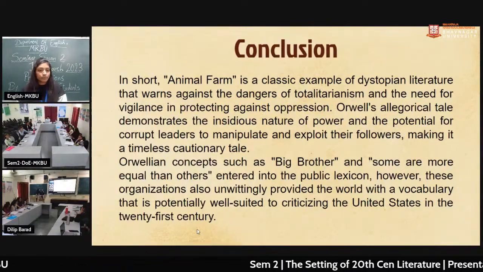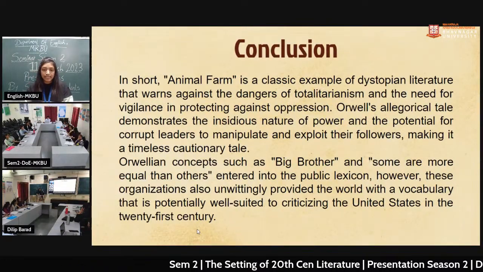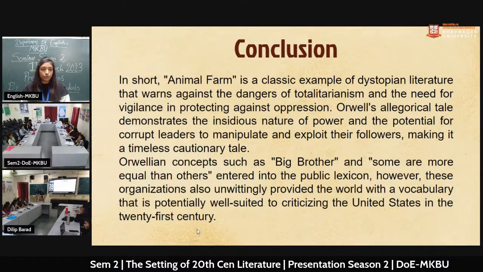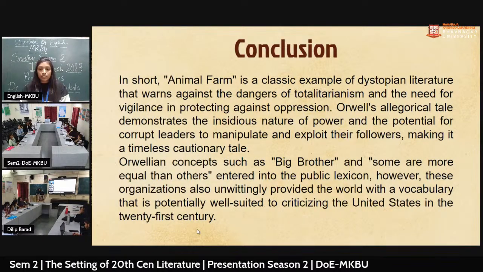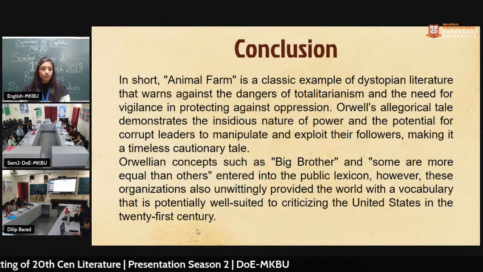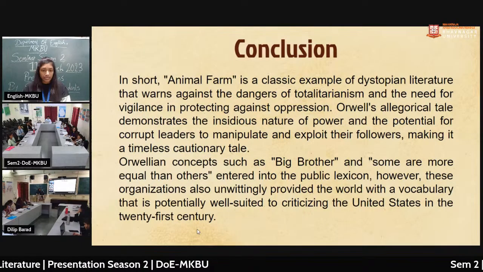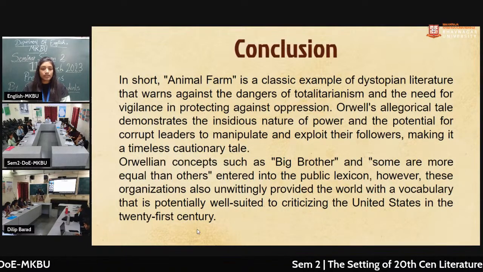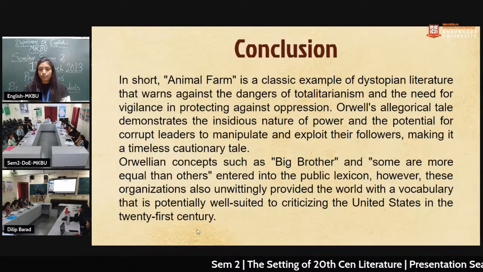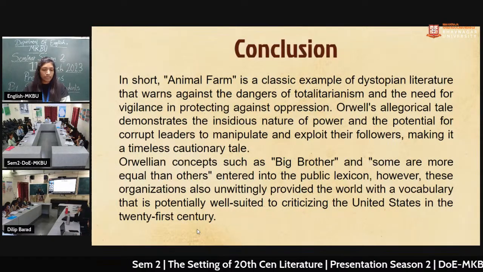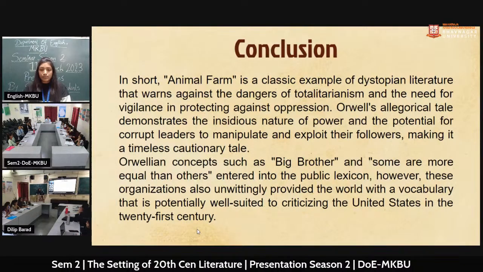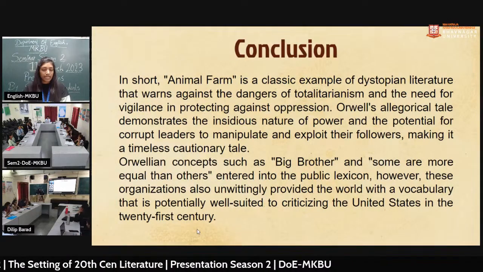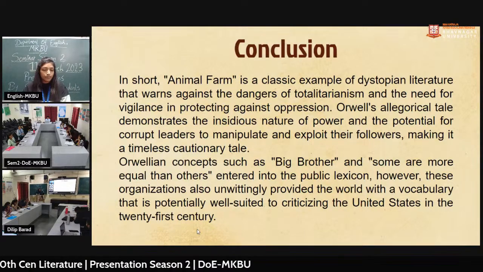Then, in conclusion, Animal Farm is a classic example of dystopian literature that warns against the dangers of totalitarianism and the need for vigilance in protecting against oppression. Orwell's allegorical tale demonstrates the insidious nature of power and the potential for corrupt leaders to manipulate and exploit their followers, making it a timeless cautionary tale.